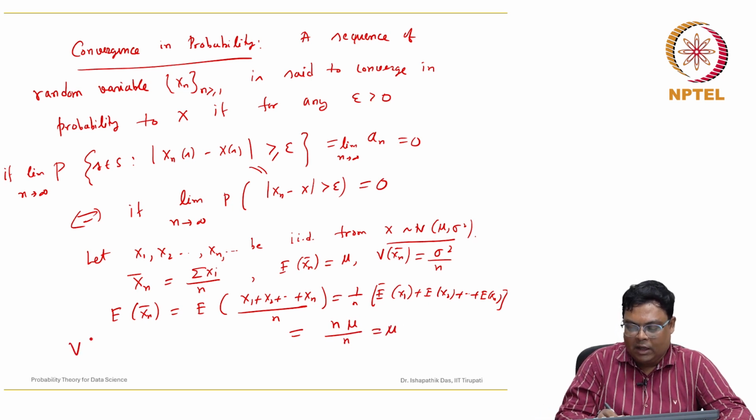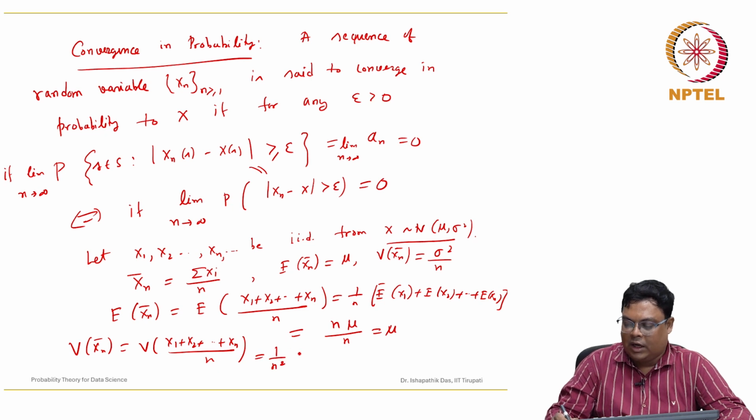Similarly, for the variance of xn bar, you can find the variance of (x1 plus x2 plus xn) by n. But n is a constant, so it will be 1 by n square times variance of x1 plus variance of x2 plus variance of xn.